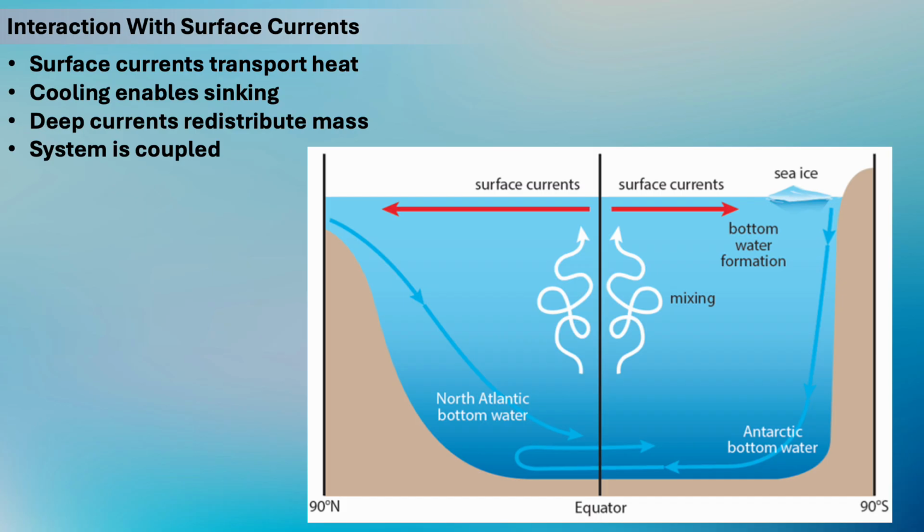Surface currents are momentum driven by wind but redistribute heat and salt. Deep currents are buoyancy driven but redistribute density and mass. The full ocean circulation system is therefore a combination of wind forcing and buoyancy forcing. Neither alone can explain the observed structure of ocean motion. So it is important to understand that surface and deep circulation are two branches of a single connected system.